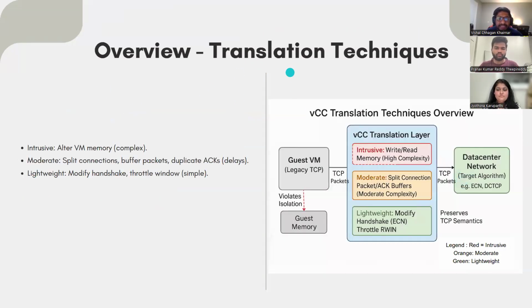There are three main types of translation techniques. First is the intrusive techniques, then the moderate techniques, and then the lightweight techniques. Moderate techniques act like middleware, splitting the connection or buffering packets, but they are chunky. Lightweight techniques are the simplest. They tweak packet headers directly, like what we saw in the earlier figure with the ECN. We'll break down each of these translation techniques one by one.